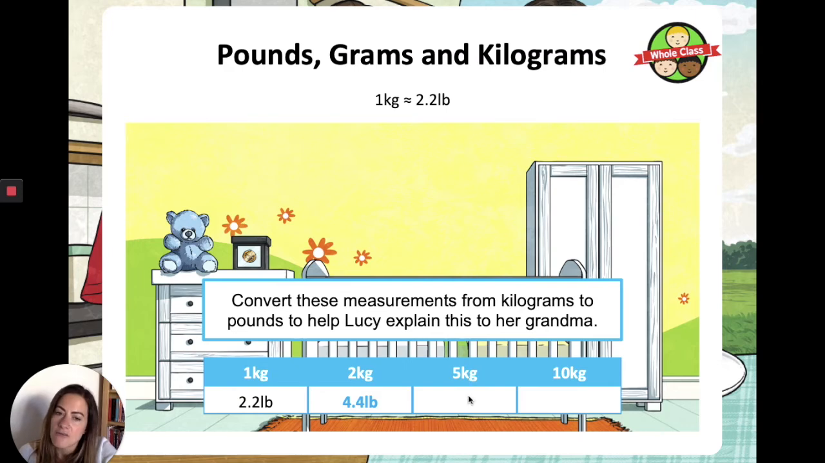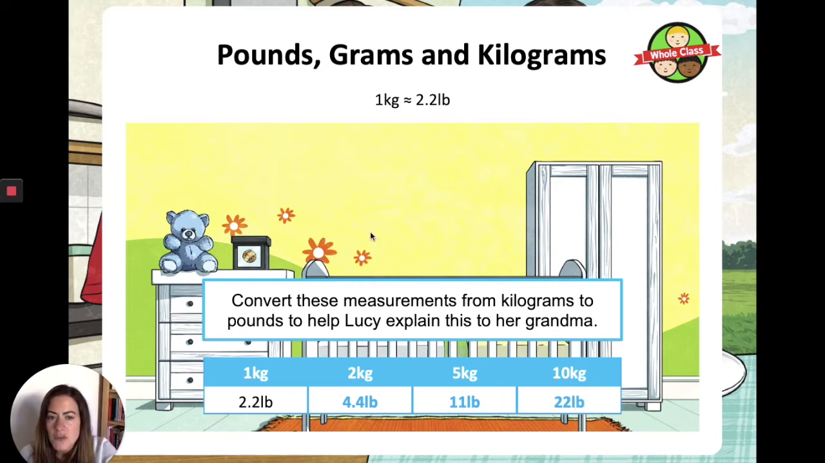To find out 5 lots, we could add 5 lots of 2.2. We could do 2.2 times 5. We could do 4.4 plus 4.4 plus 2.2. Whichever method you choose gives us 11 pounds. And then to find out 10 kilograms, that's easy because we've got 5. Double 5 is 10. Double 11 is 22.